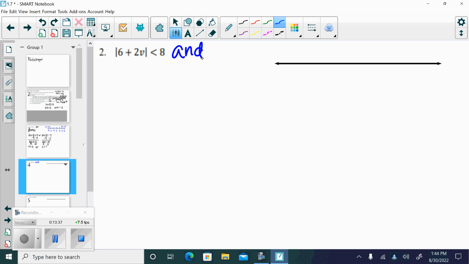Okay, we're going to create two inequalities. 6 plus 2b is less than 8. And 6 plus 2b. Remember, for the second one, you flip your sign, so it's going to become greater than. And then that number on the right is going to become negative. And now we're going to solve. Because when you're creating your two separate equations, one has to be positive, one has to be negative. So when you make that one negative, you have to flip.